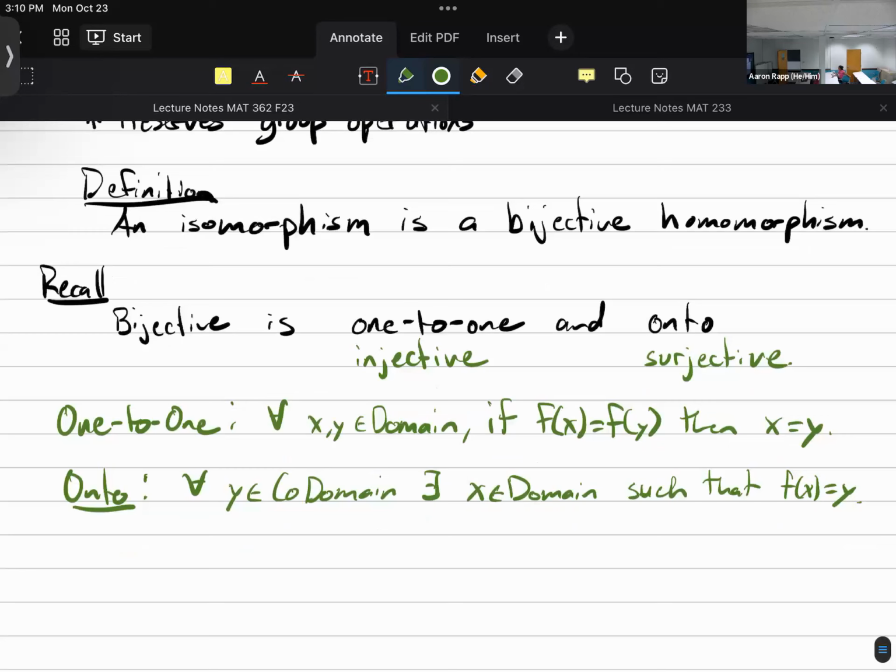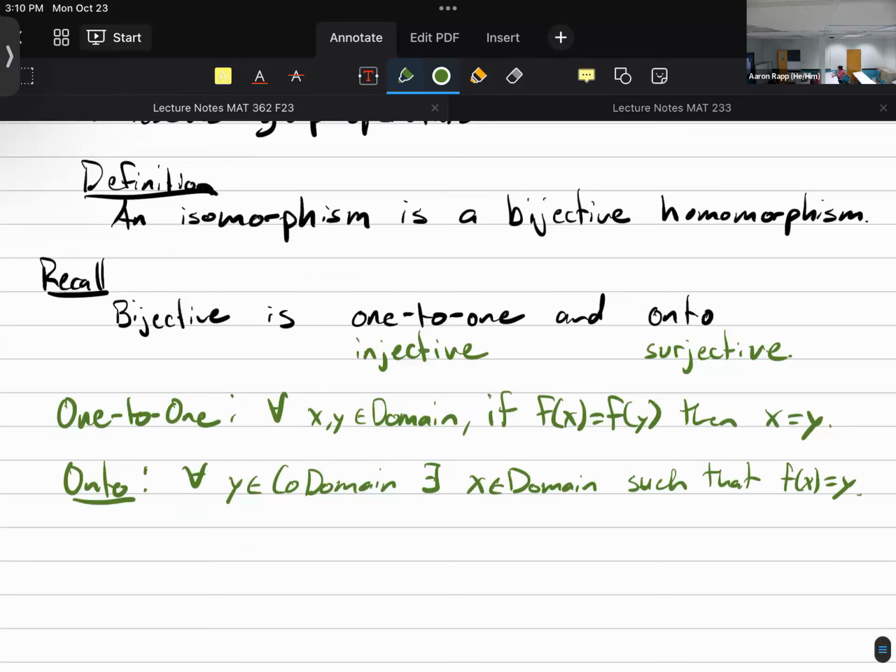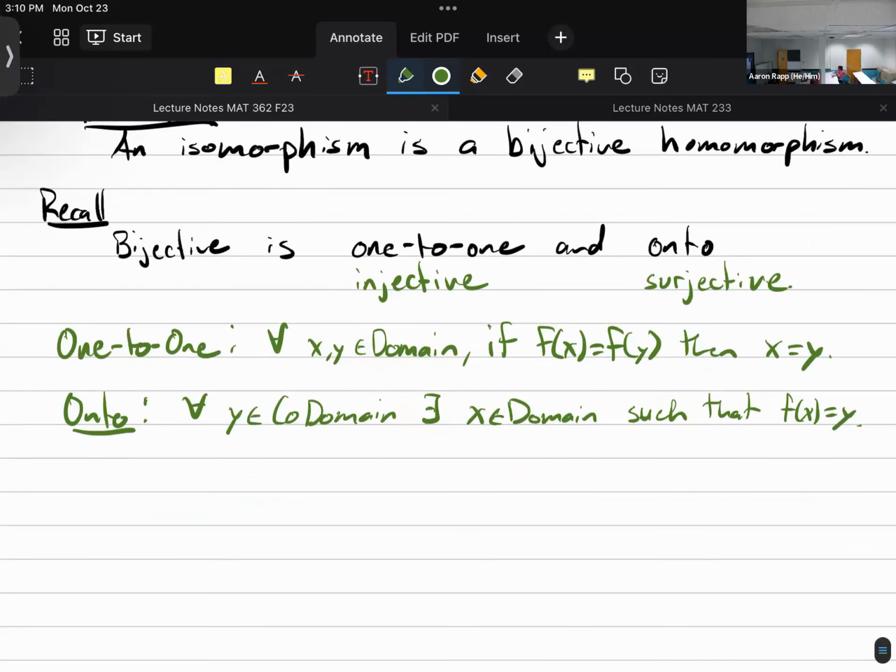Not a lot of people do. That's why I like to still make sure it's clear that that is differentiated. Okay, so that's what it means.